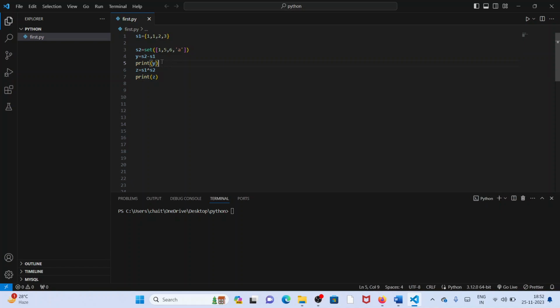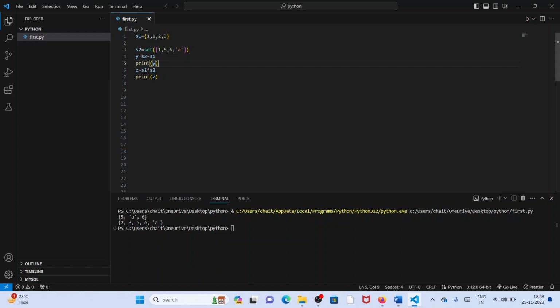See, observe. S1 is 1, 2, 3. S2 is 1, 5, 6. Suppose S2 minus S1. S2 minus S1 means it returns only S2 elements, but not those in S1. Observe the output now. See, it returns only S2 elements, but not the S1 elements here.